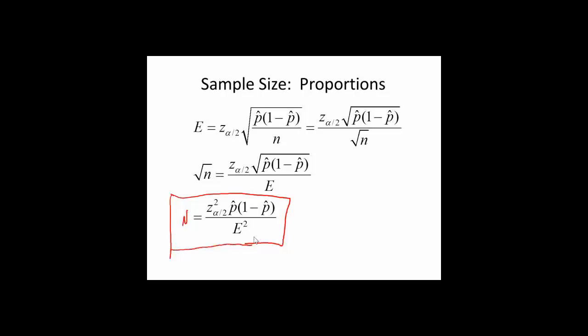So this is the sample size. When we do this computation, this is the size we'll need to go out and do a poll with. And let's not forget that we need to round up to the nearest integer.